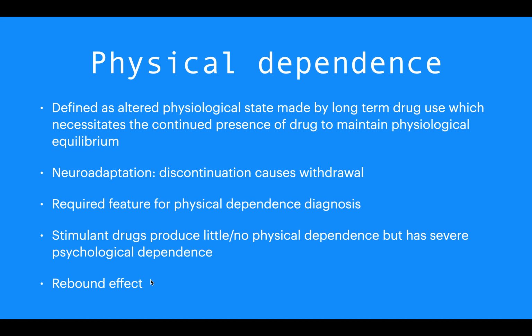Rebound effect is sometimes when you take away or withdraw the drug, and the body will overcompensate. So if you take away a certain blood pressure medication, I'm not sure which one it is, the blood pressure comes back higher than ever, and then you need even more of the drug to bring it down.